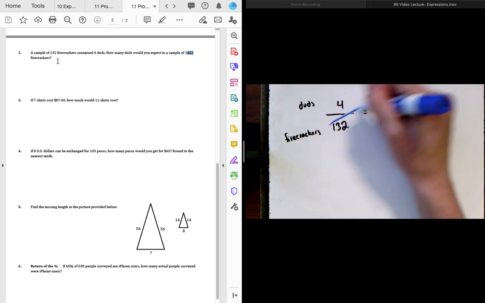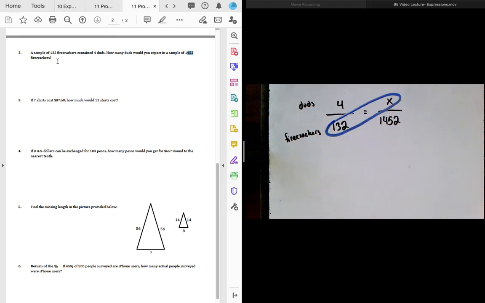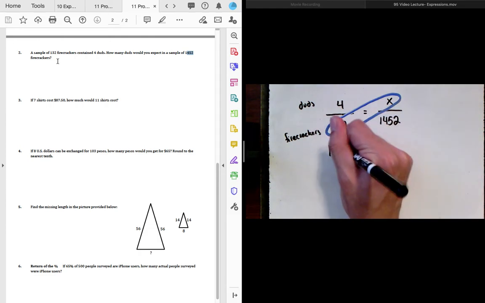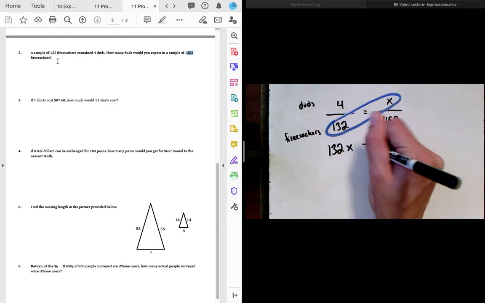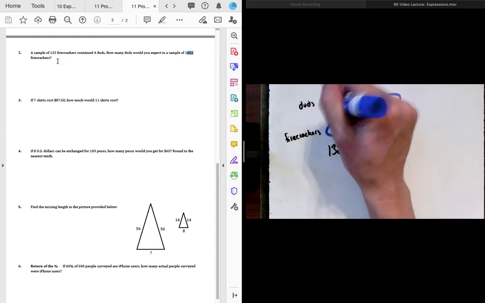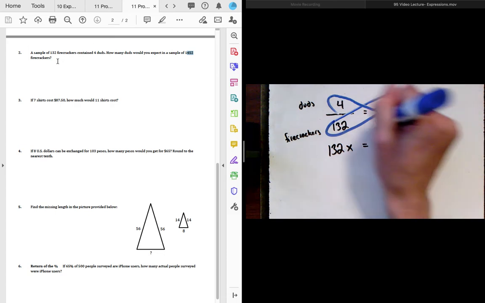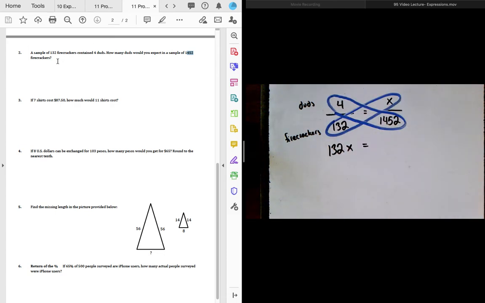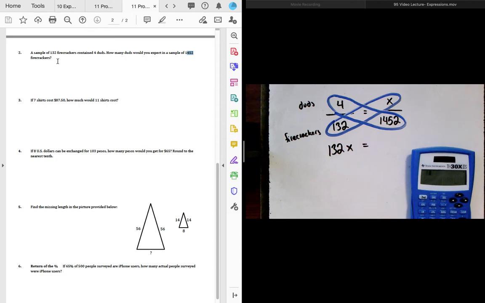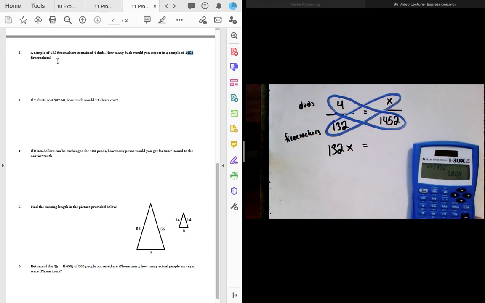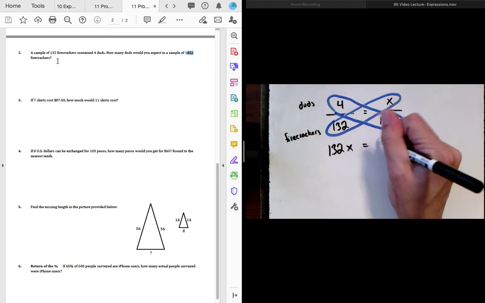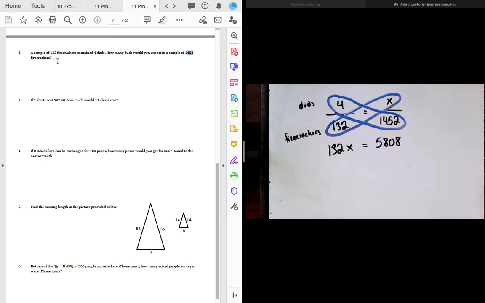And now we're going to cross multiply and solve for x. Like I mentioned before, I like x to be on the left-hand side just as a rule of thumb. So I'm going to circle this cross multiplication first, 132 times x, which I'm going to write as 132x. That should be equal to whatever I get when I multiply these 2 values together, 4 times 1,452. So we'll multiply 4 times 1,452, and I get 5,808. So now I have 132x is equal to 5,808.